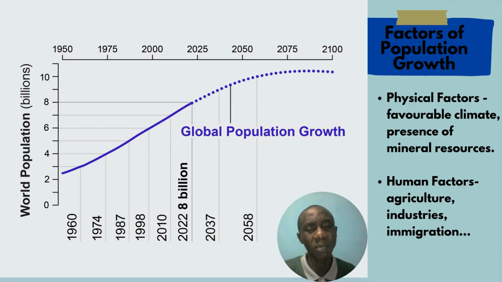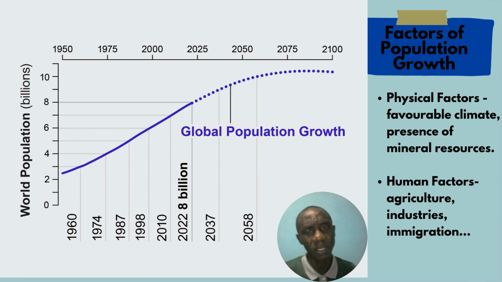And then we also have human factors, things like agriculture, industries, the technology you have there, the government policy, immigration, and all that. Okay, this can make people concentrate or increase the population in an area.